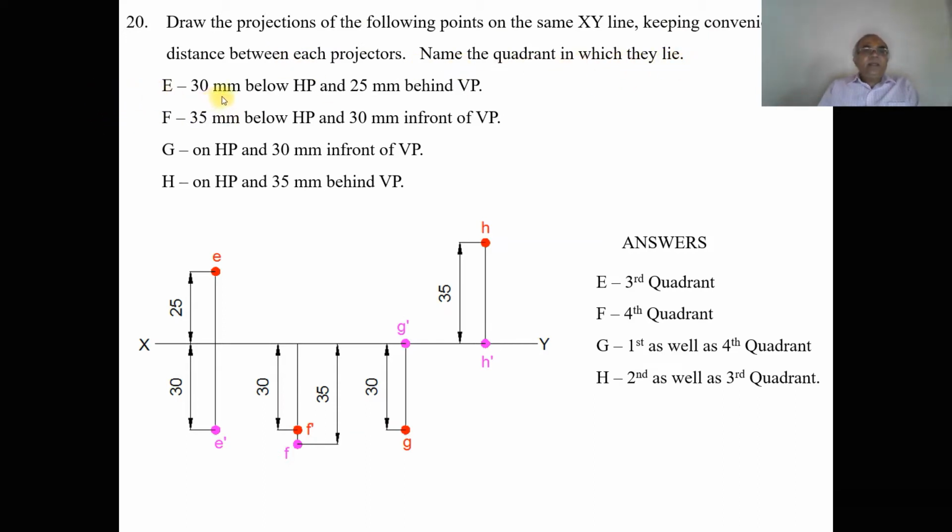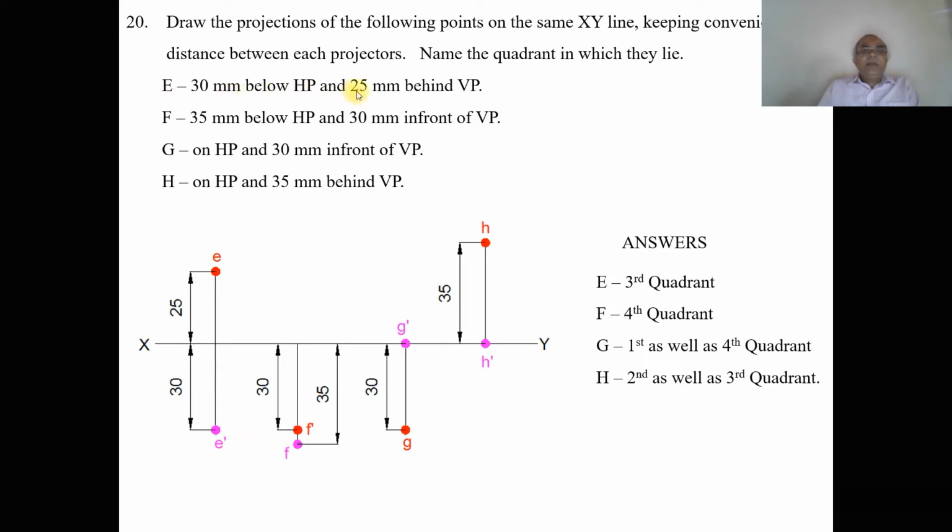Capital E, 30 mm below HP and 25 mm behind VP. Similarly, capital F, 35 mm below HP and 30 mm in front of VP. Capital G, on HP and 30 mm in front of VP, and capital H, on HP and 35 mm behind VP. So first we are going to consider the point capital E.